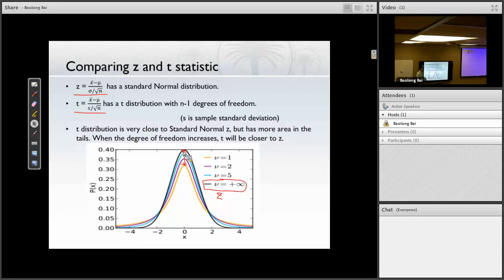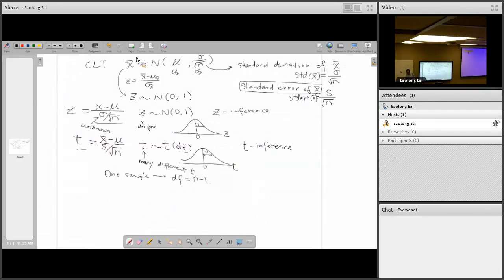And for T distributions with different degrees of freedom, the distributions are very similar, but we can still see the trend, right? When the degrees of freedom increase, the distribution will get closer and closer to the Z distribution. When the degrees of freedom go to infinity, it will just become the Z distribution. You can also think about a scenario. When you think about the definition difference between Z and T, that does make sense.